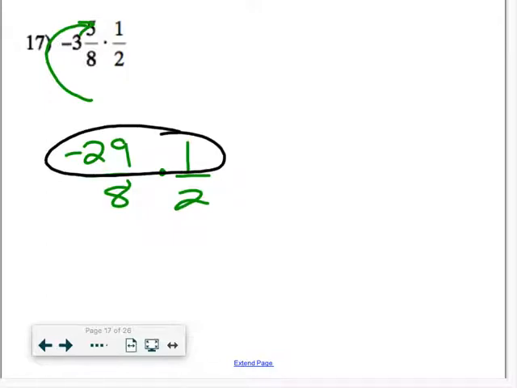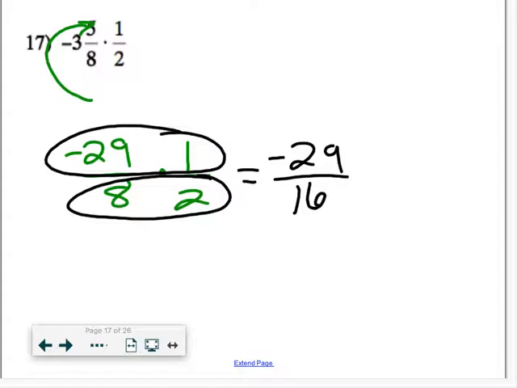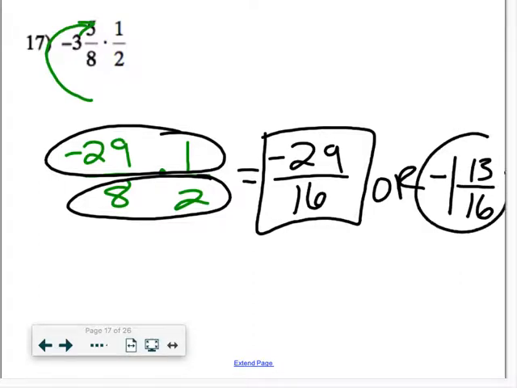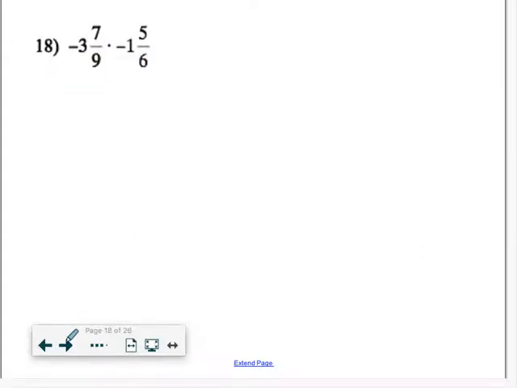Again, I'm not seeing anything I can simplify beforehand. If I don't find one when I'm done with these examples, I'll come up with one for you. So negative 29 over 16. I told you, can't simplify ahead of time, so that's my answer. Or negative 1 and 13 over 16. That would be right as well. All right.